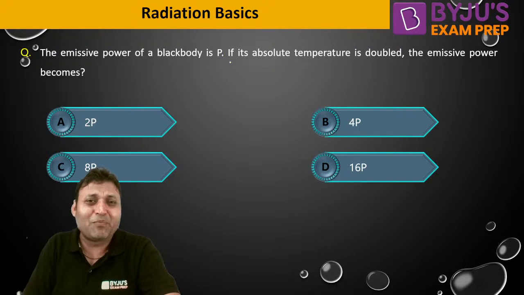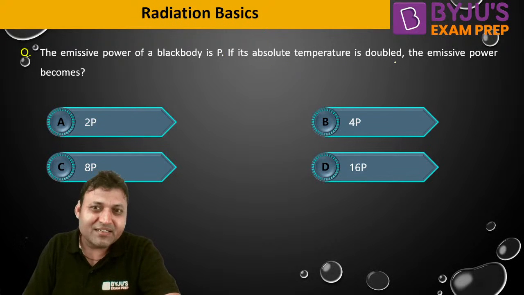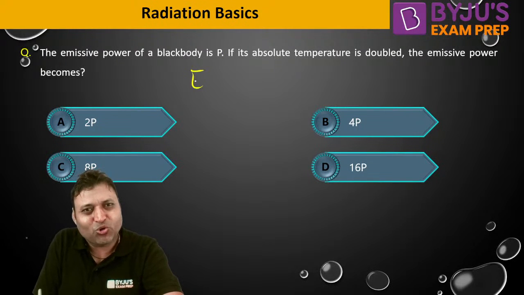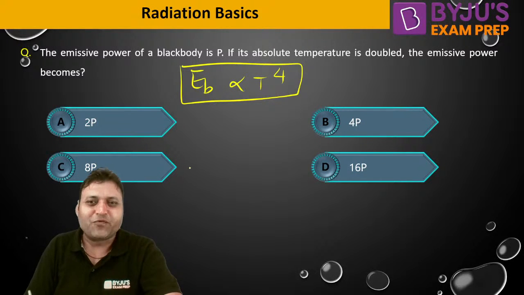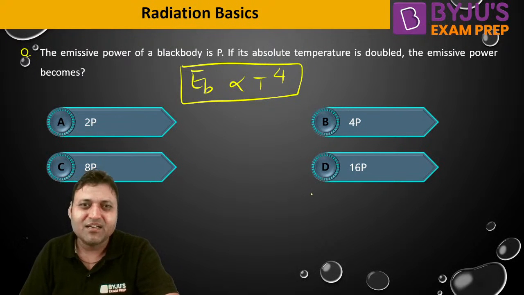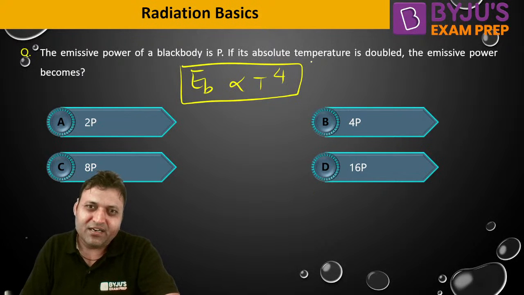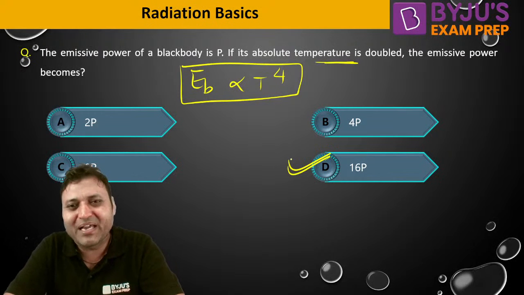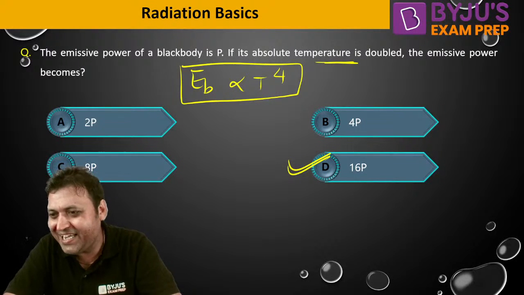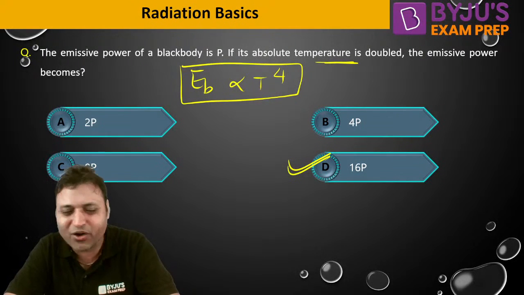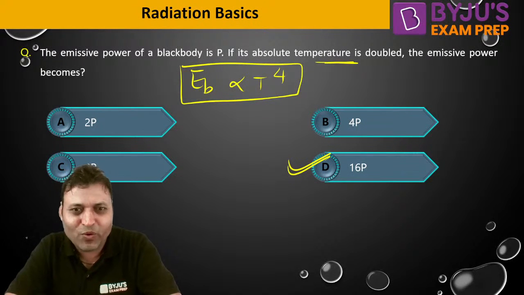The emissive power of a black body is P. If its absolute temperature is doubled, then emissive power becomes. So EB is directly proportional to T to the power 4. So from here, what will be the answer? If we make the temperature twice, then it will become 2 to the power 4. D is the correct answer. Yes, Kameshwar. Good, Bhavya. Well done. Keep it up.